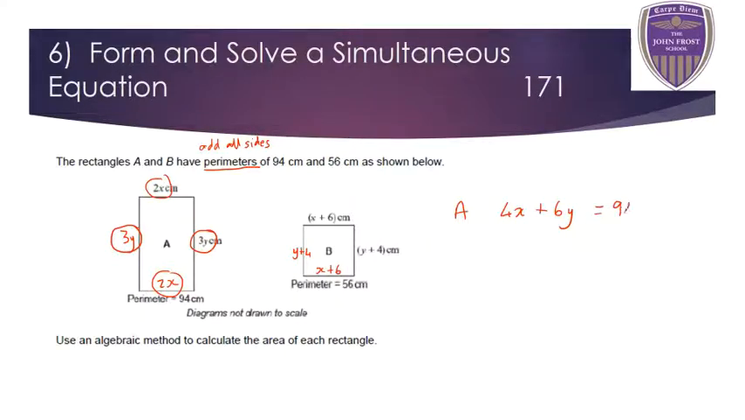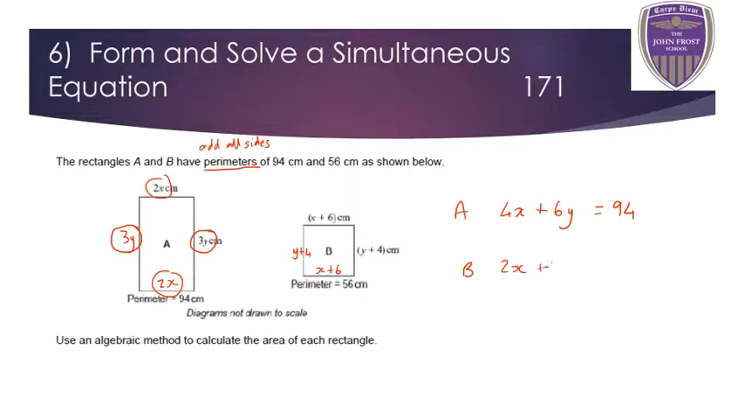So when I add all those sides together, it gives me this expression, 4x plus 6y, and the perimeter is equal to 94. Now, if I focus on shape B, this one has got a length here of x plus 6 and x plus 6. So we can only add together the like terms. So we've got the x plus the x, so that's 2x.